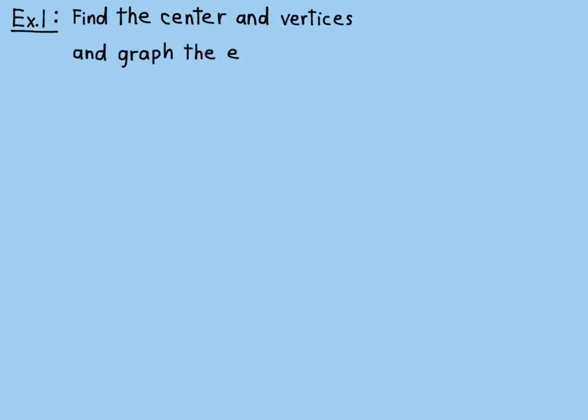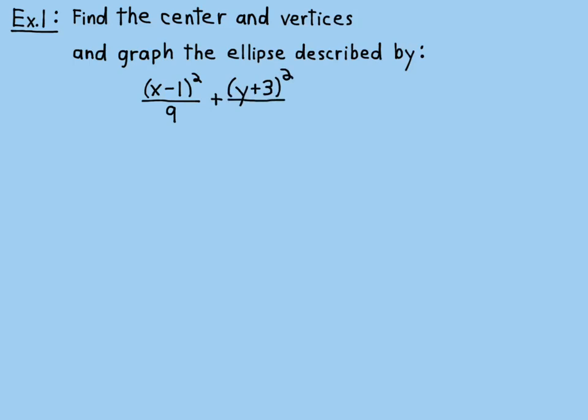All right, let's do an example. We'll do two of them, one on this video, one on the next. So find the center and vertices and graph the ellipse described by (x minus 1) squared over 9, plus (y plus 3) squared over 4 equals 1. Now, if it didn't say ellipse, how do we know it's an ellipse?